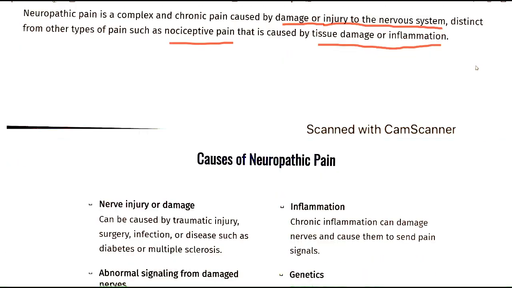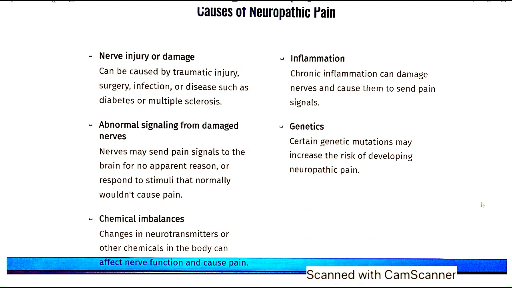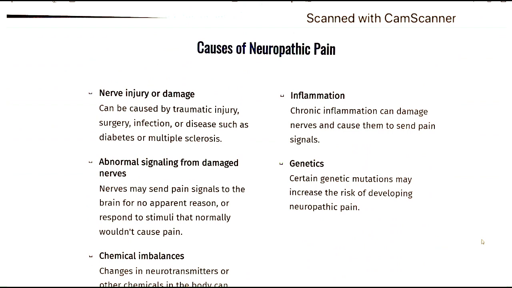So, let's get into the second part. What's the reason behind neuropathic pain? The major reason behind neuropathic pain is, first of all, nerve injury or damage. Nerve injury or damage, which is one of the important reasons behind neuropathic pain, can be caused by traumatic injury, surgery, infection, or other diseases such as diabetes or multiple sclerosis.